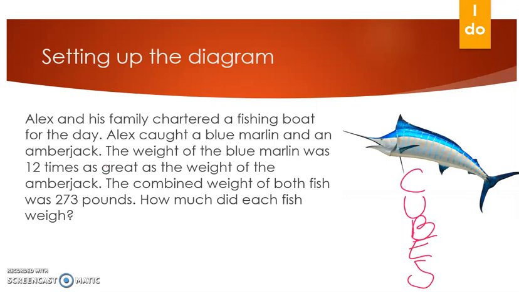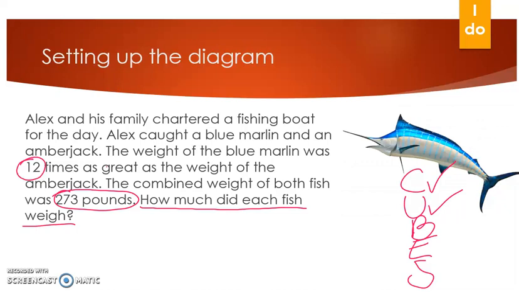So let's make our little checklist. So C, let's go ahead and circle any important numbers that we find. So the first number we see is the number 12, we know the weight of the blue marlin is 12 times as great as the weight of the amberjack. We also have the number 273 pounds, which is the combined weight of both fish. So now we've gone ahead and done C. For U, we need to underline the question. So what is this problem asking us? Let's go ahead and underline how much did each fish weigh? So let's check off the U.